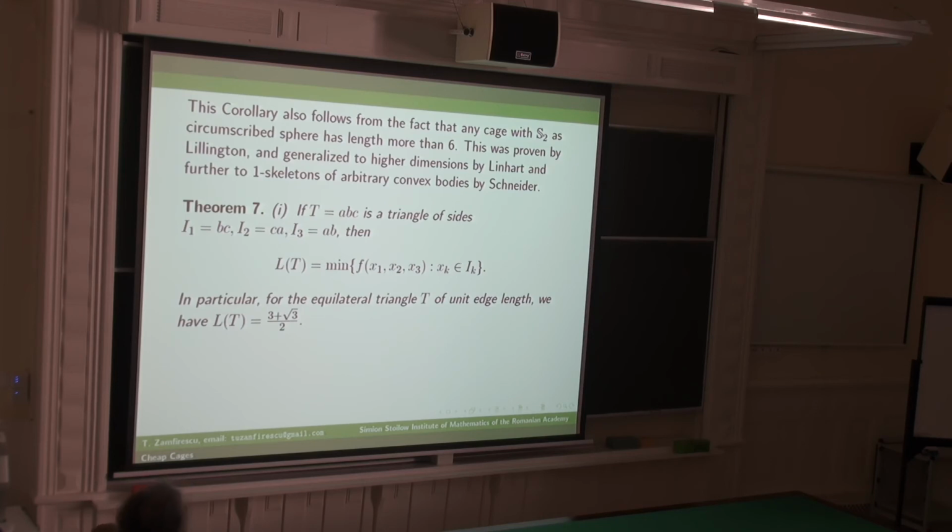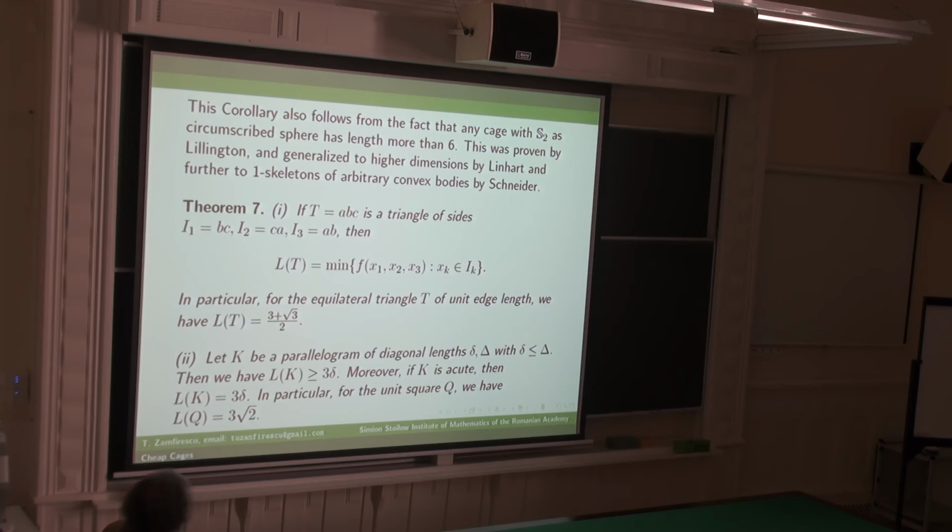Now, if T is a triangle of these sides, then we have L of T equals the minimum of this. And in particular for the equilateral triangle, we have calculated exactly L of T is this. Each of these things has a proof which is sometimes not short, but not very difficult.